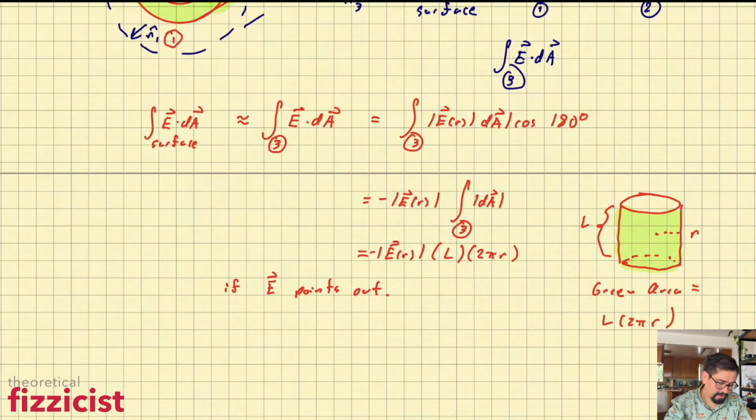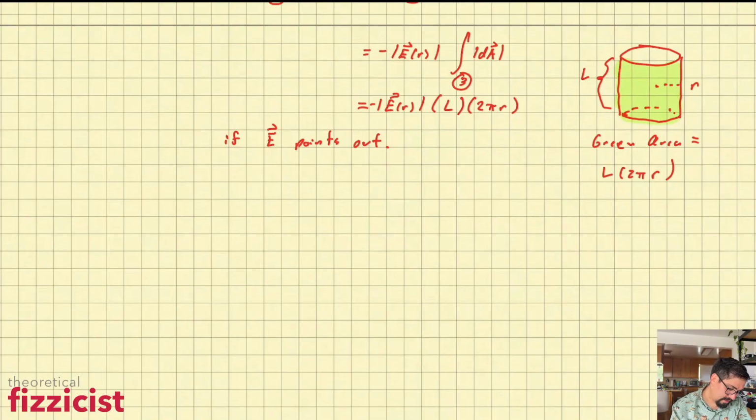But again, wanted to make sure that we correct that before we proceed on. All right, fantastic. So now I've got this little flux integral here, and so I get negative the magnitude of the field at that radius r of interest times L times 2 pi r. What we get right here is equal to the charge enclosed by my cylinder divided by epsilon naught.